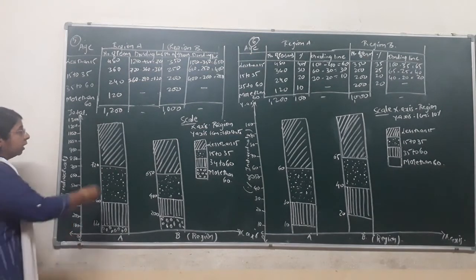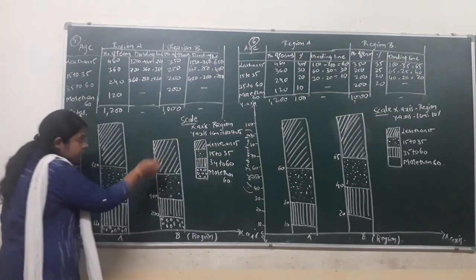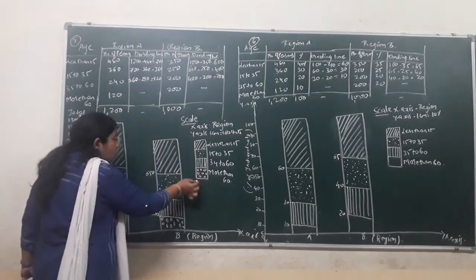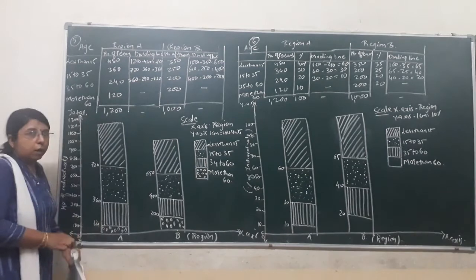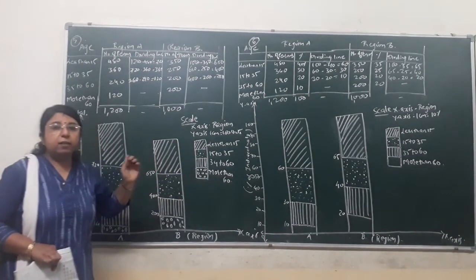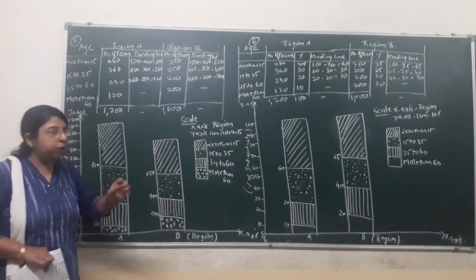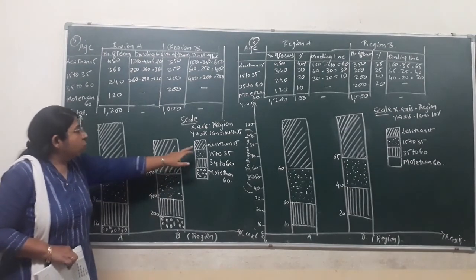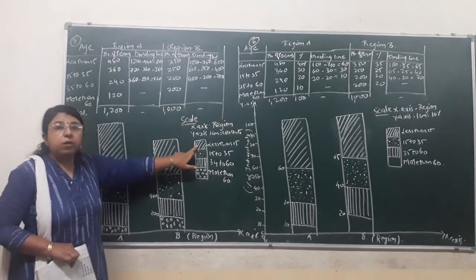But see that whatever the patterns you are representing in the bars, that you have to show on the right hand corner after the scale. That is compulsory. Okay, so that while the person who is checking your paper, they can identify what this line or this pattern is representing.